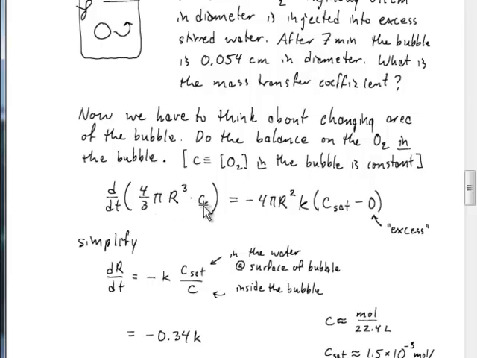Okay, so we have concentration within the bubble. This is in the gas phase. We have 4/3 pi r cubed is the volume of the bubble, where r is describing the radius of the bubble as a function of time.